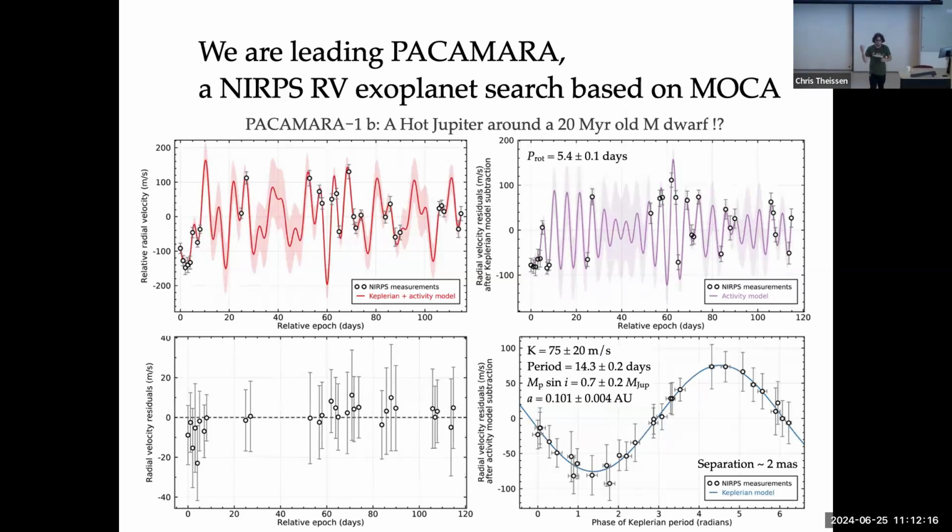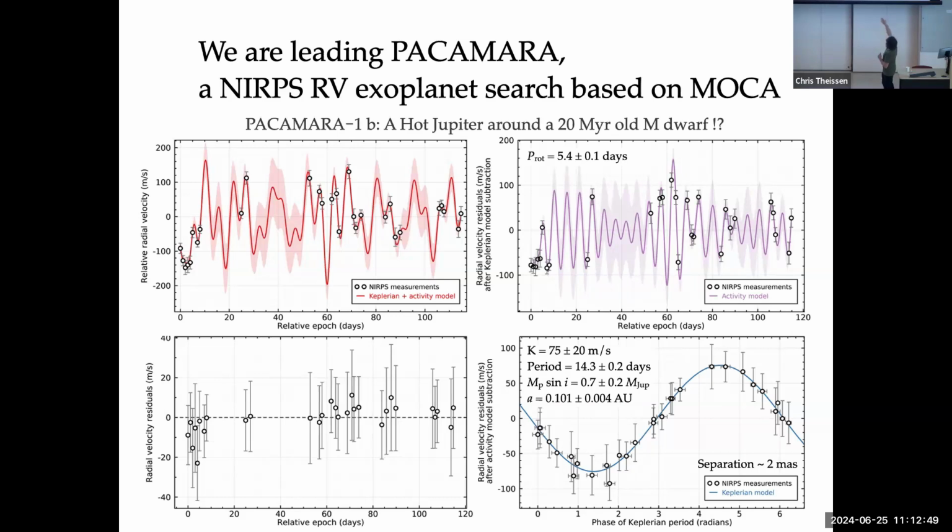This is one example of a tentative new hot Jupiter that we found around a 20-million-year-old M dwarf with the NIRPS spectrometer. We are still in the process of confirming it further because it's a very active star, and Gaussian processes sometimes can be tricky. But we trained a Gaussian process here. By we, I mean my student, Leslie Moranta, trained a Gaussian process on a test light curve and then fitted that to our RV curve with a Keplerian solution.